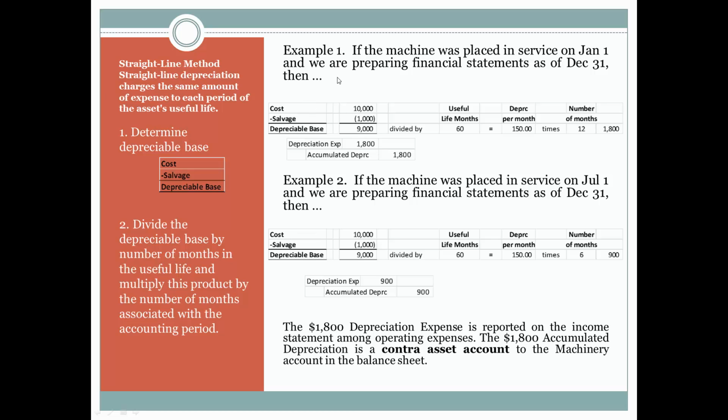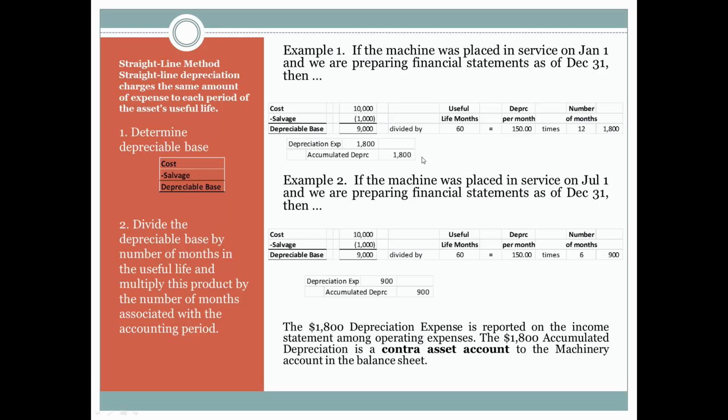If the machine were placed in service on January 1 and we're preparing financial statements as of December 31st, then our cost minus salvage, our depreciable base is $9,000. We want to divide it by 60, which is the total number of months in 5 years. So the depreciation per month is $150, and we want to multiply by the number of months that we're going to have it in service this year, which would be 12, and that's going to give us $1,800 as the value of our journal entry. So depreciation expense will be debited, accumulated depreciation expense credited.